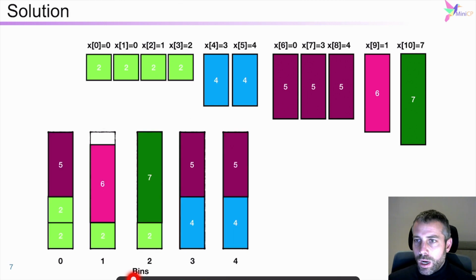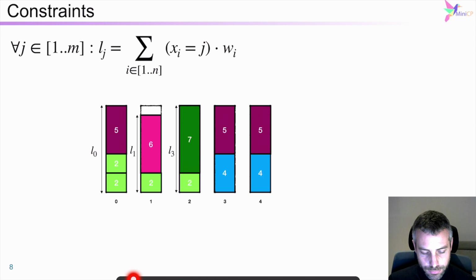So that's one feasible solution to my problem. I have represented here the assignment of each of the variables, and these are the packing of each of the bins. You see that they are stacked from the bottom to the top, and none of them exceed the capacities C, so that's a feasible solution.